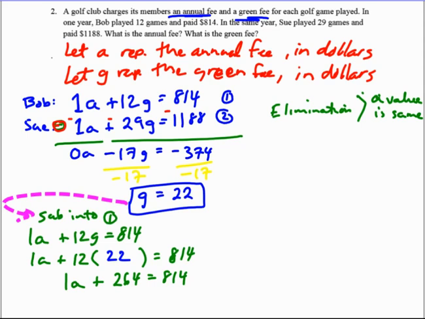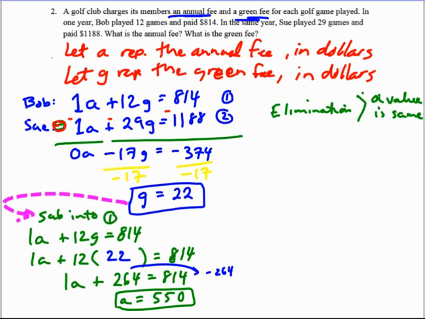All right, good. We're going to bring this 264 over here to subtract it. And we have 1a equals 814 minus 264, which is 550. Okay, so now we know that's our a value. In other words, it costs each member $550 to join the club and $22 per green fee.